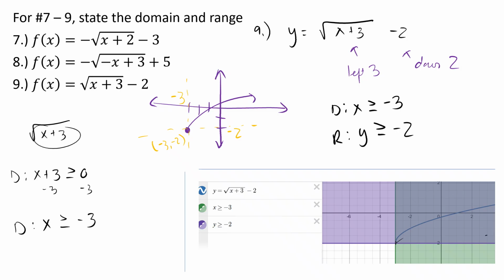Again, if you're doing interval notation, in this case, we are starting at x is -3, and we're going out to infinity. And the y value here is starting at -2 and going to infinity. So -2 to infinity.